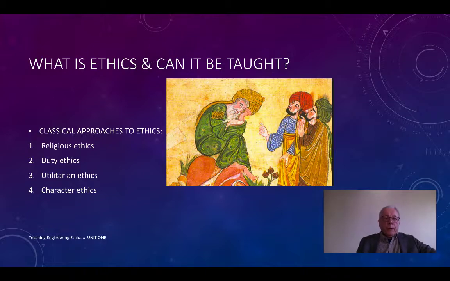And I'm calling them duty ethics, utilitarian ethics, and character ethics. And they each stem from a certain philosophical tradition. Duty ethics is generally traced back to the philosophy of the Enlightenment thinker Immanuel Kant. Utilitarian ethics back to John Stuart Mill, his father James Mill, and his father's associate Jeremy Bentham. And character ethics going all the way back to Aristotle in Greek antiquity.